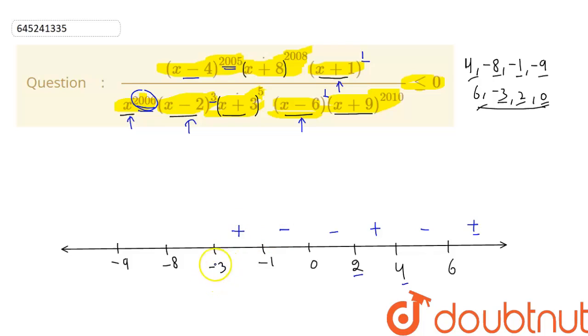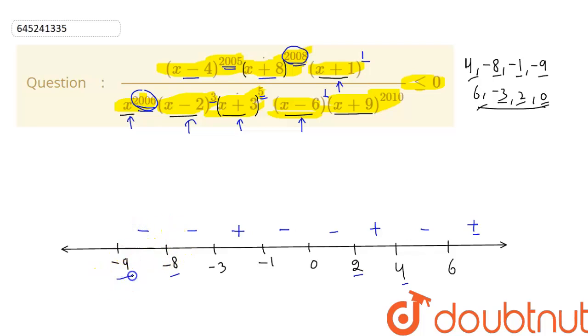Now at x equals minus 3, which we have got from here, we can see that the power is odd, so the sign will change. Again we have minus 8, so at x equals minus 8, the power is even, that is 2008. So here the sign will remain the same. So here we have the negative sign again.